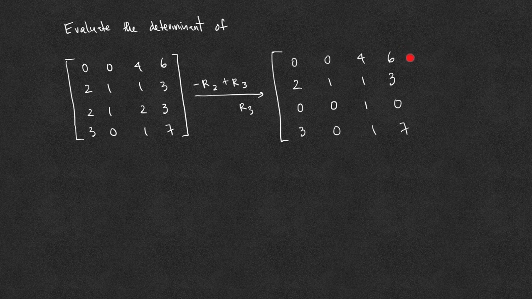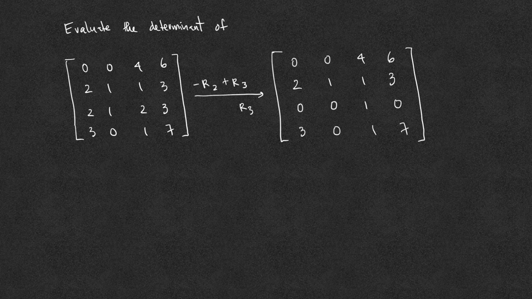This new matrix has the same determinant as the given matrix because we multiply one row and add it to another row. This particular row operation will not change the determinant of the matrix. Keep in mind that if we were to interchange the rows, then we will end up with a negative determinant.